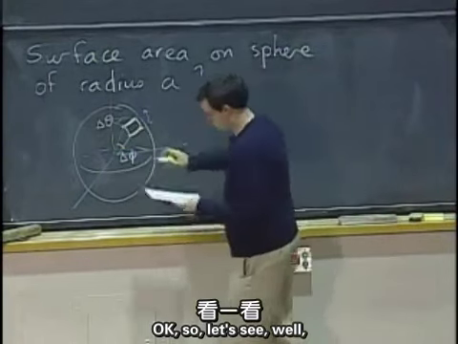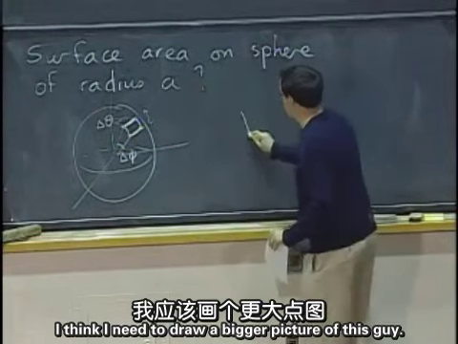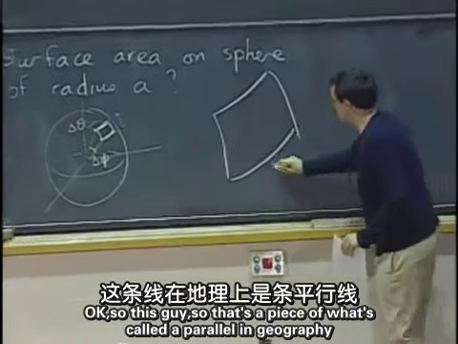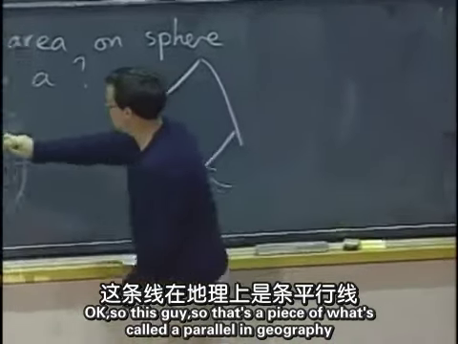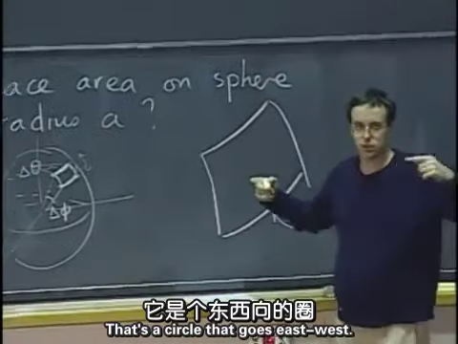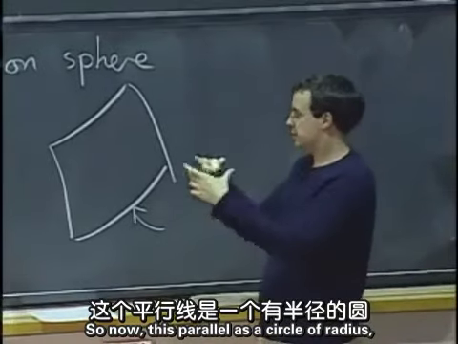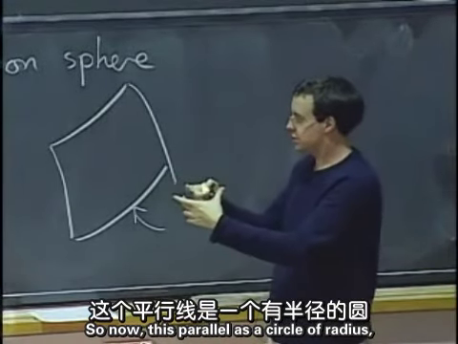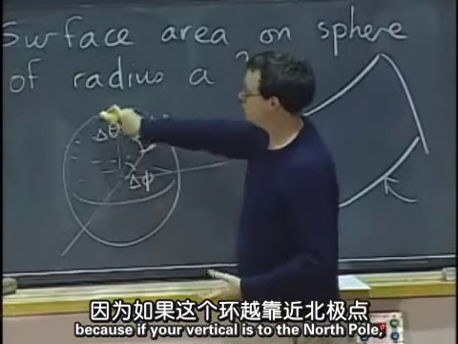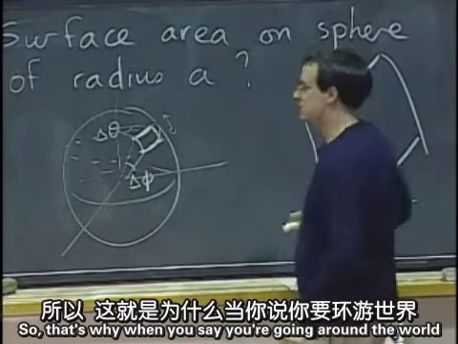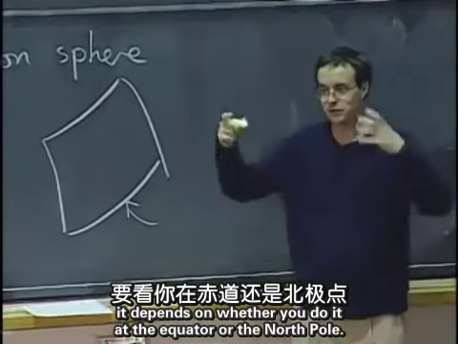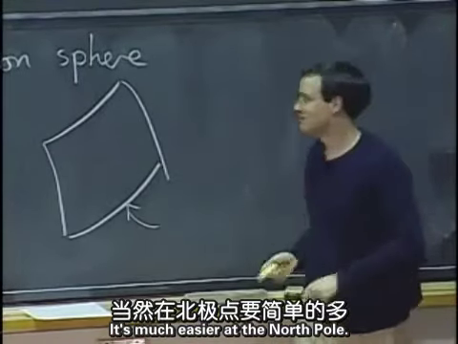I think I need to draw a bigger picture of this. This is a piece of what's called a parallel in geography. That's a circle that goes east-west. Now, this parallel is a circle of radius less than a, because if you're very close to the North Pole, it will be much smaller. That's why when you say that you're going around the world, it depends whether you do it at the equator or at the North Pole. It's much easier at the North Pole.